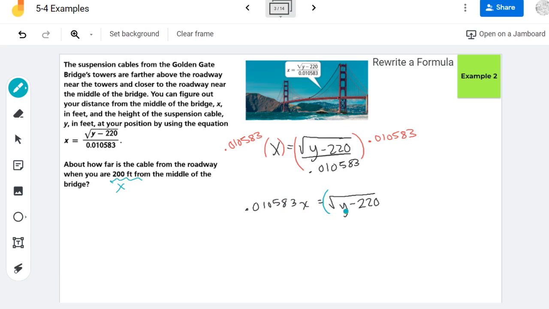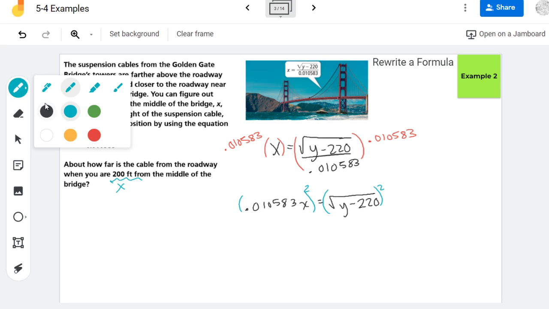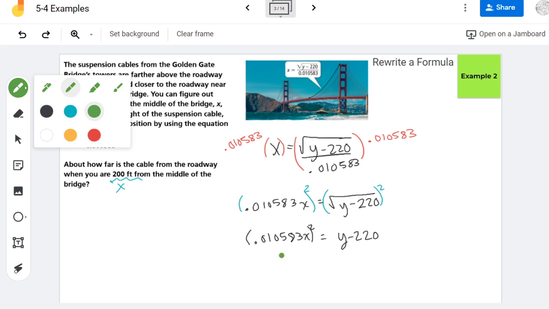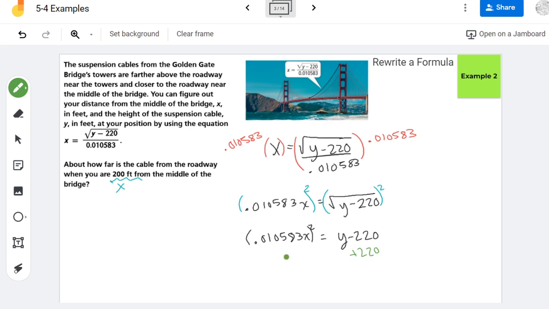Now my radical's alone, so in order to remove the radical, I'm raising both sides of the equation to the second power. This really doesn't look any different. Now you could square that stuff, but I wouldn't worry about it yet. Oops, not 200, 220. Watch those number details, right? And then our last thing here is to remove that subtraction by adding. So I'm going to add 220 to each side of the equation.